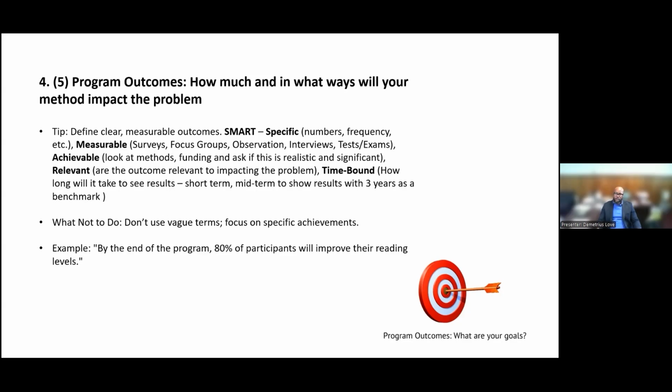All right. Make sure it's relevant. Don't have an outcome that has nothing to do with impacting a problem. All right. And then time bound. You want to show short term, midterm, and find the benchmark for that particular area.